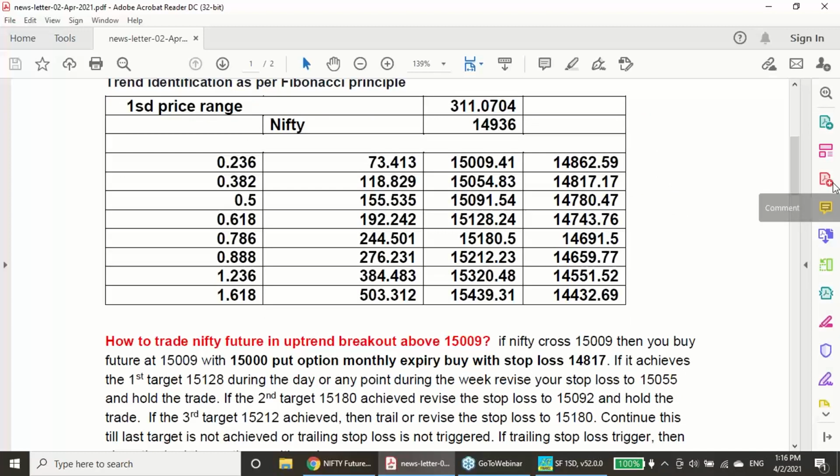So we are saying that if the Nifty on Monday goes above 15,009, it can move to the 15,439 level. If it falls below 14,862, a level of 14,433 is also a possibility. So these are the things we are saying.